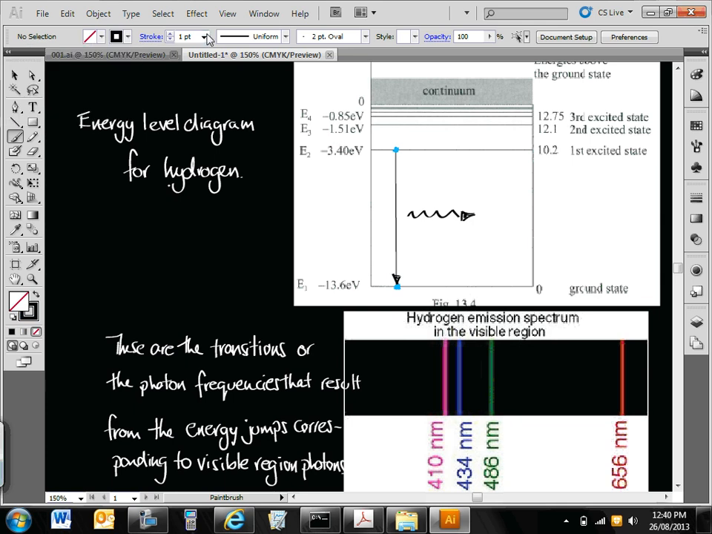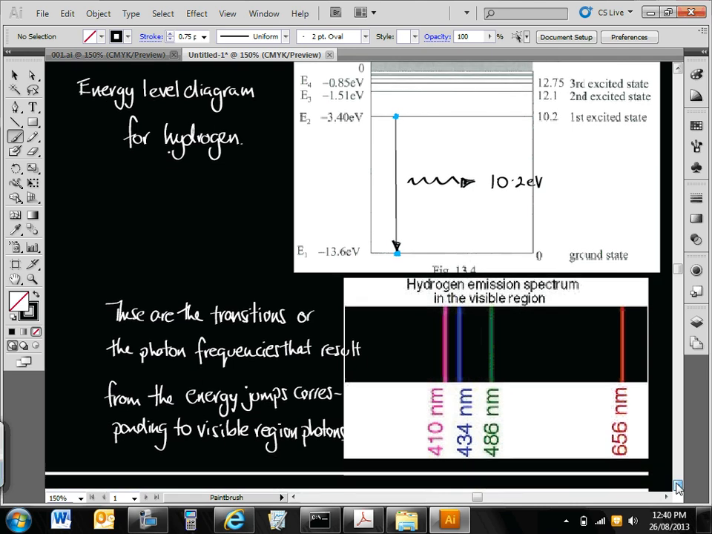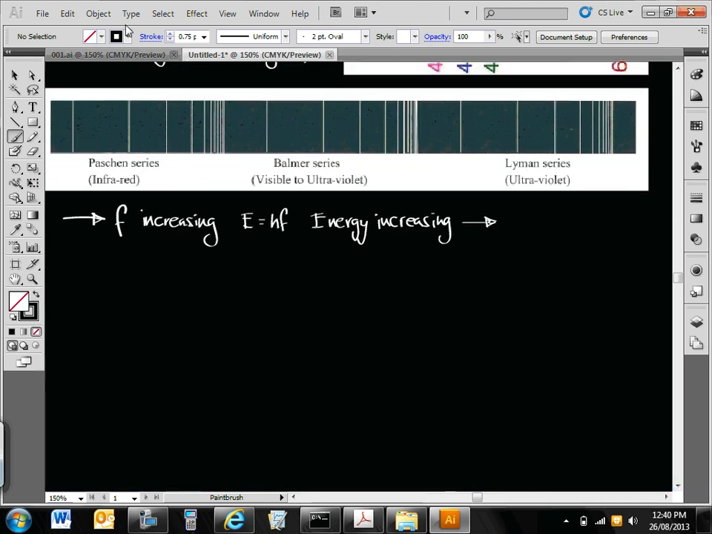That jump corresponds to 10.2 eV. Hope everyone can see. 10.2 eV exactly. Let's have a look at what 10.2 eV is. Now I bet most of you could do this. 10.2 eV is equal to 10.2 multiplied by the electron charge, if we're changing it to joules, which equals 1.63 by 10 to the minus 18 joules.